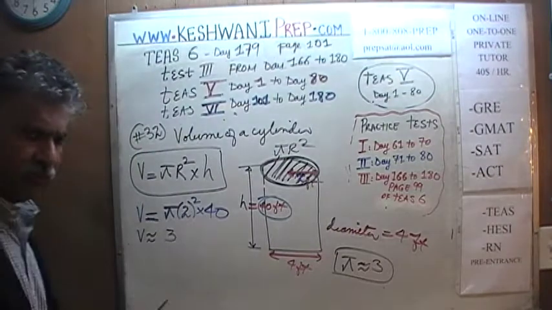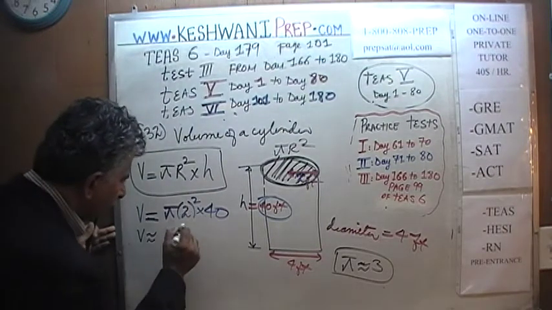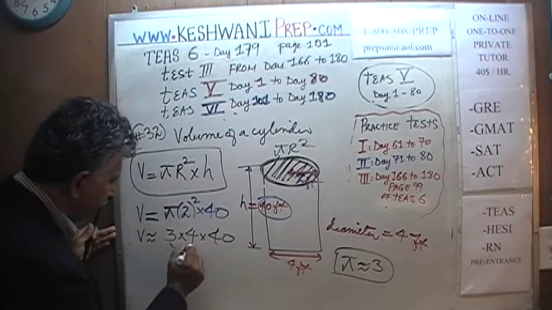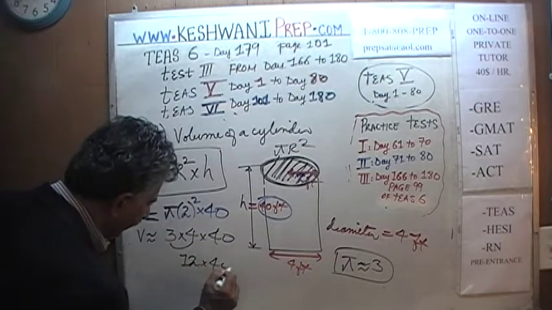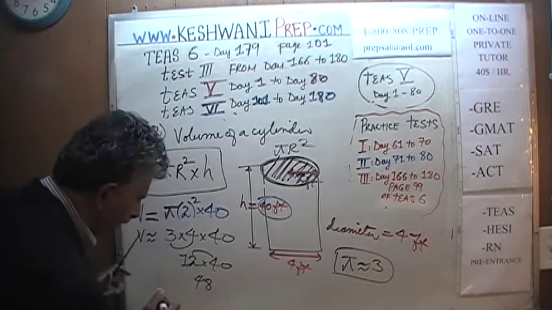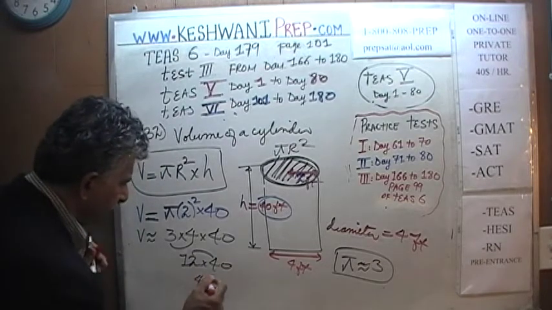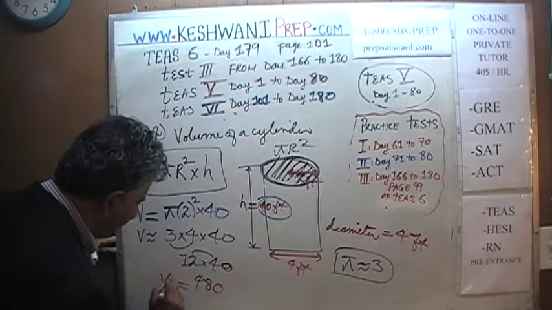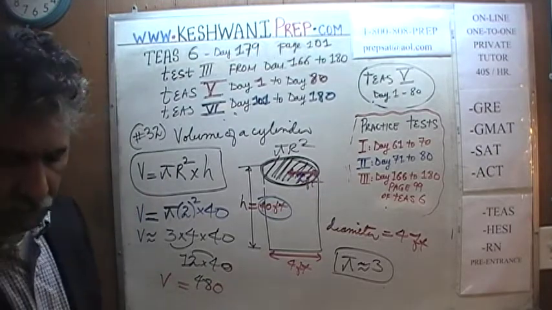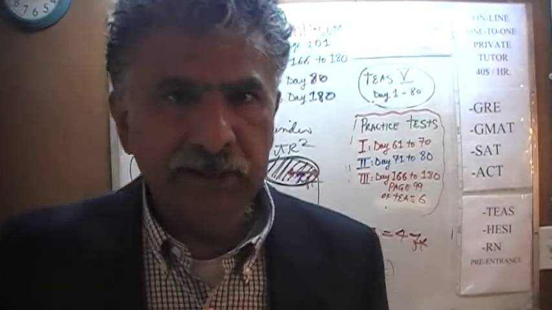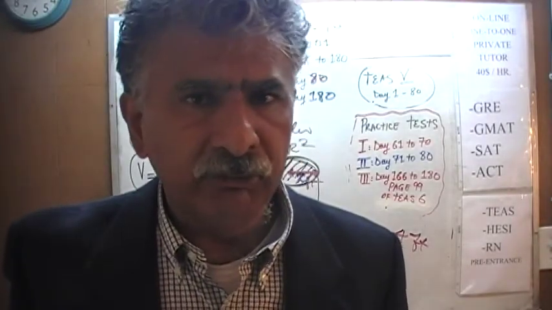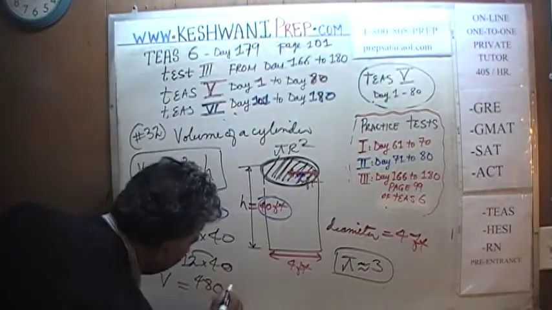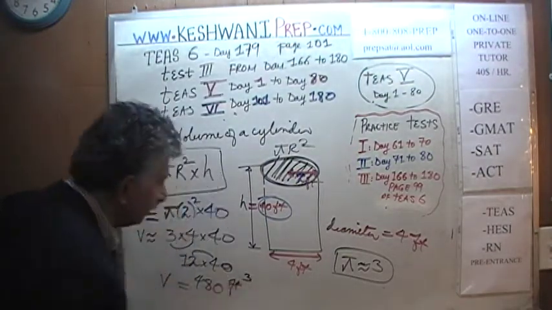Put in 3 here. Don't waste your time. 3 times 4. 2 squared is 4. Times 40. 3 times 4 is 12. 12 times 40. 12 times 4 is 48. And then we have a 0 here. We put a 0 here. Our volume is 480. The question is, 480 what? Hippos, monkeys, or bananas? What is the unit here? The unit here is 480 feet cubed.